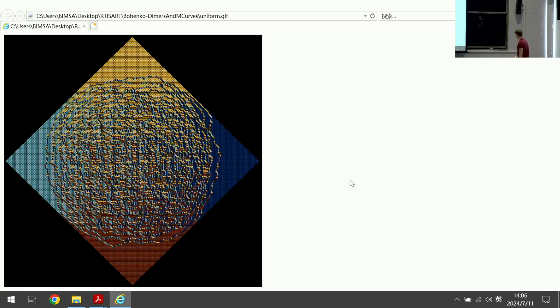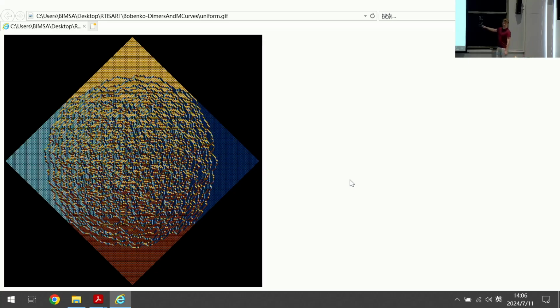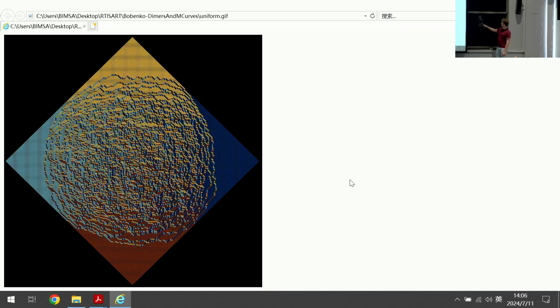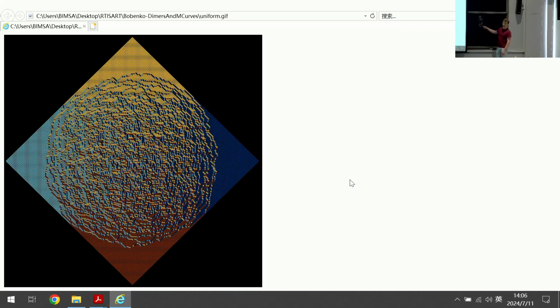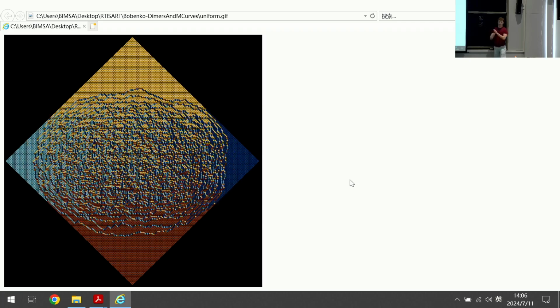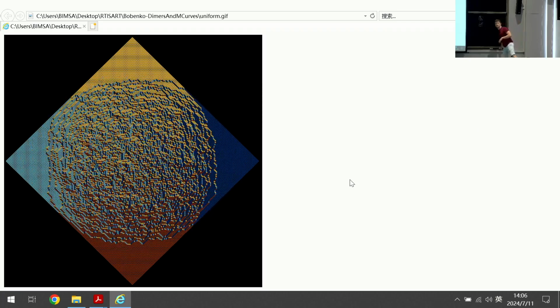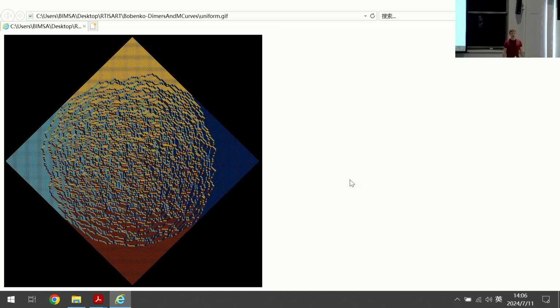And really, all that I'm doing here is, whenever I have this kind of local configuration, I can just flip those two to this without disturbing any of the global picture. And basically, this is what is being done here as a Markov chain.